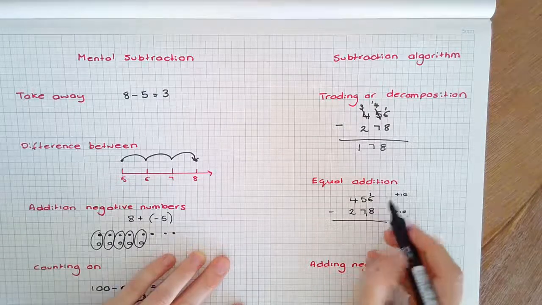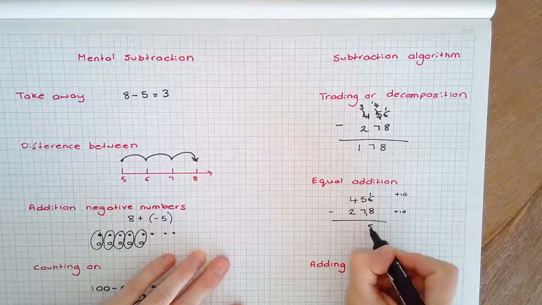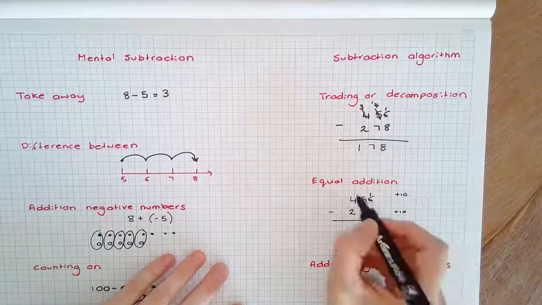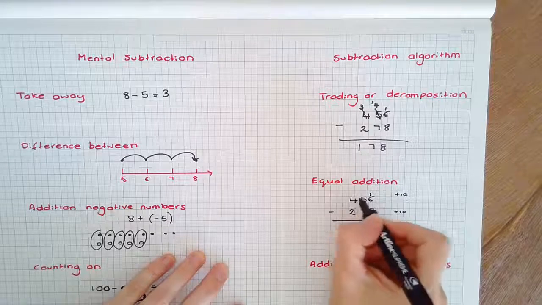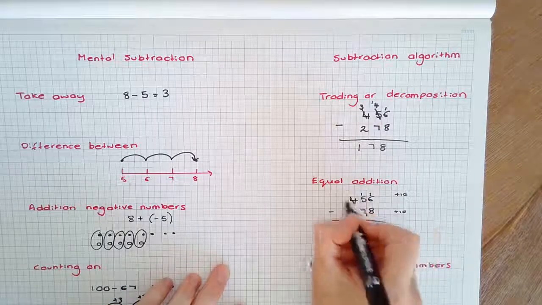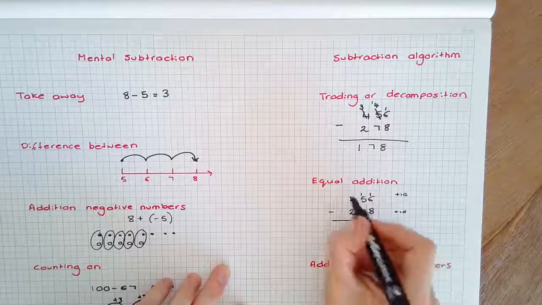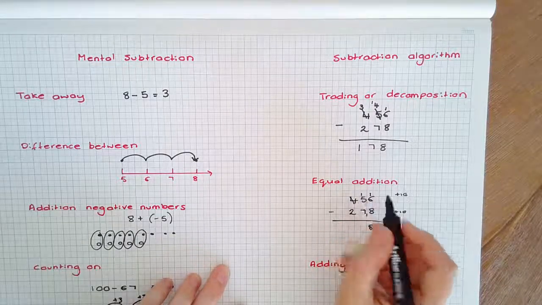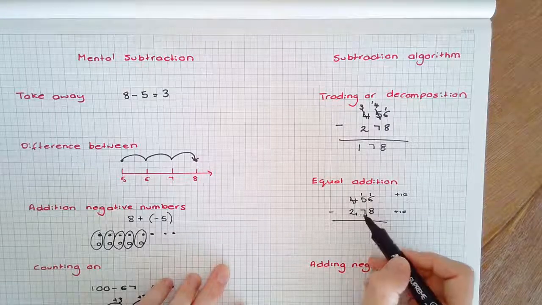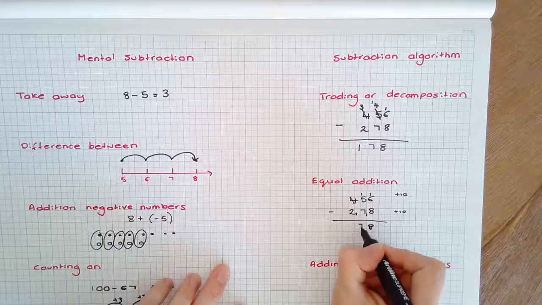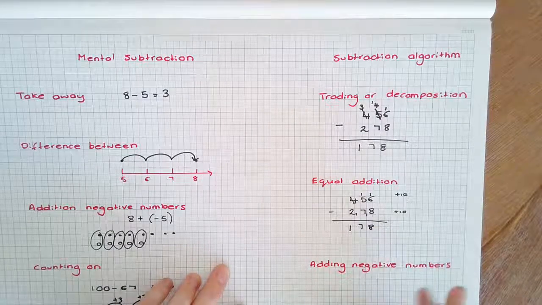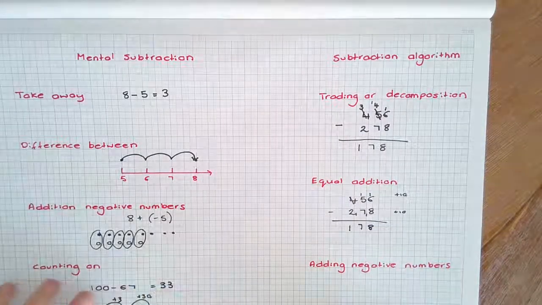16 take away 8 is 8. And now we're going 5 take away 8. We can't do. Again, we need to add 10. Oops, nope, sorry, I didn't mean to cross it out. We add 10 here and we'll add 10 here. 15 take away 8 is 7. And then we had 4 take away 3, which is 1, so 178. That method takes a little bit of getting used to.